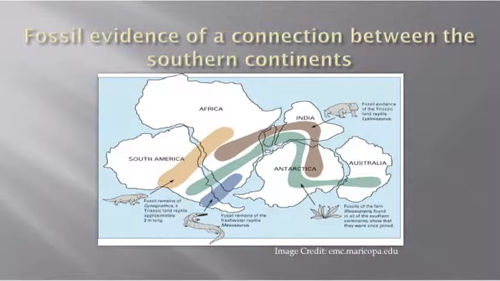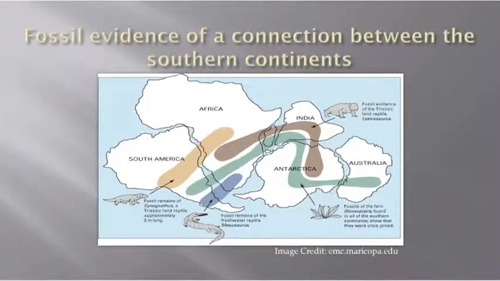And basically what this is also telling us is that Lystrosaurus was a land animal, like a cow. There's no way that it could swim between Antarctica and India. So pretty much the only way we can understand why Lystrosaurus is on all these continents is because they were joined together.